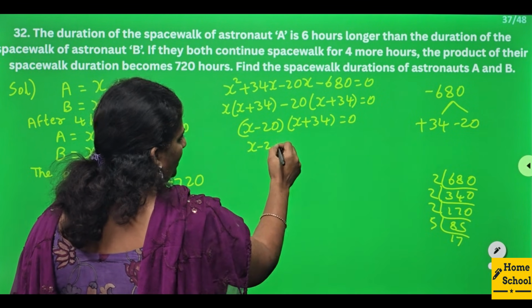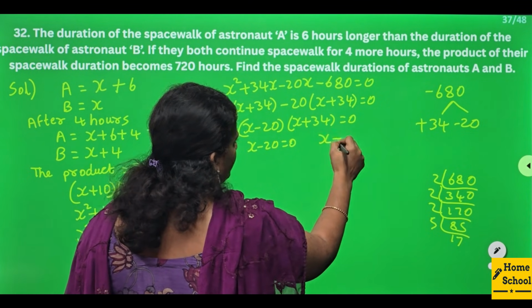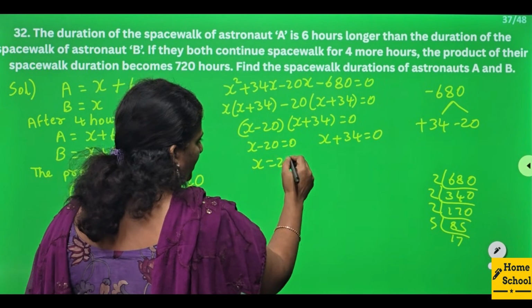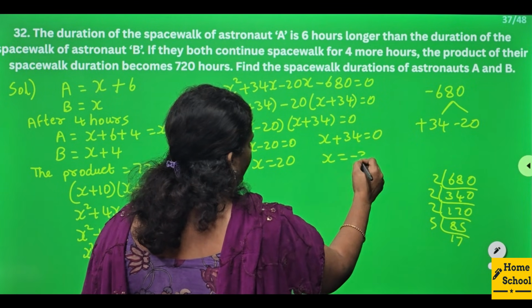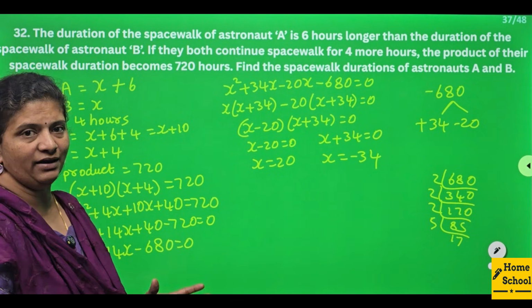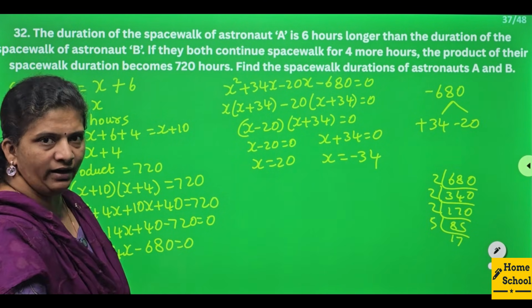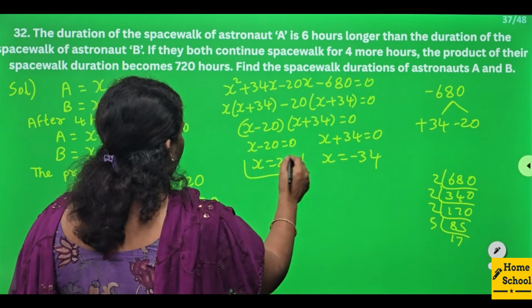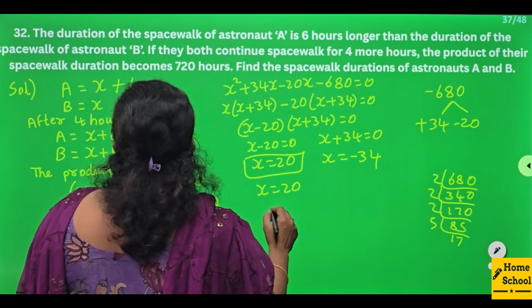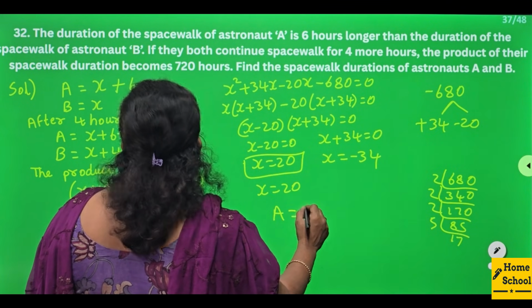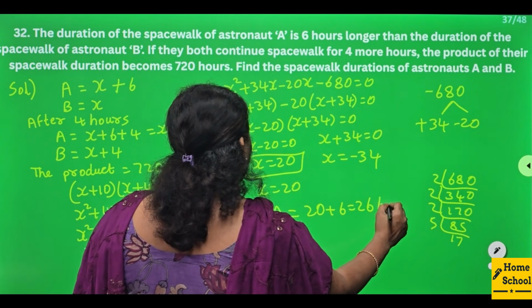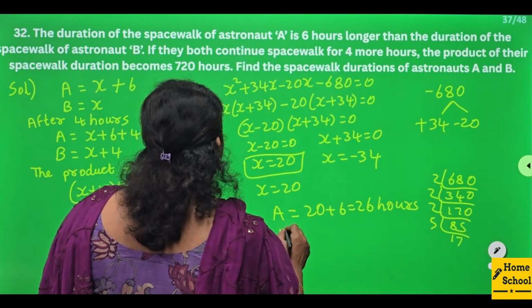x minus 20 equal to 0 or x plus 34 equal to 0. That is, x is equal to 20 or x is equal to minus 34. Whereas here we are talking about the time duration. Duration cannot be negative. Therefore, I go with x is equal to 20. That means astronaut A has walked 20 plus 6, that is 26 hours, and astronaut B 20 hours.